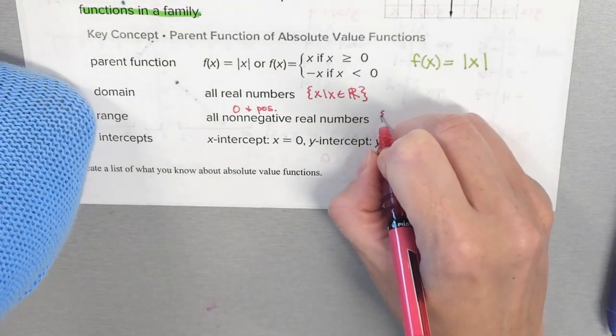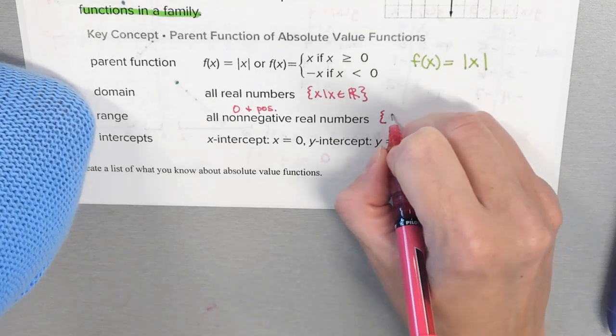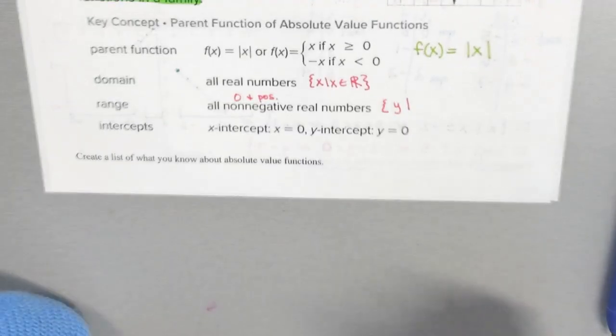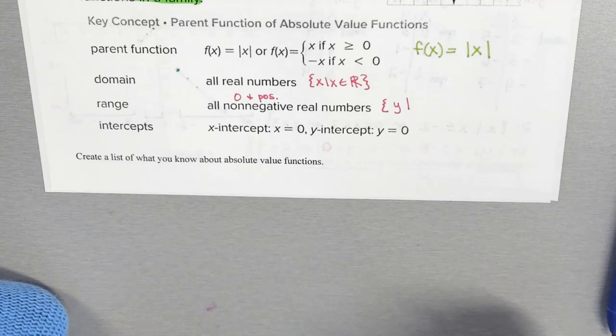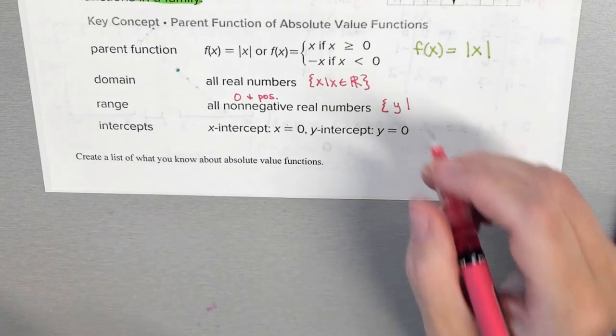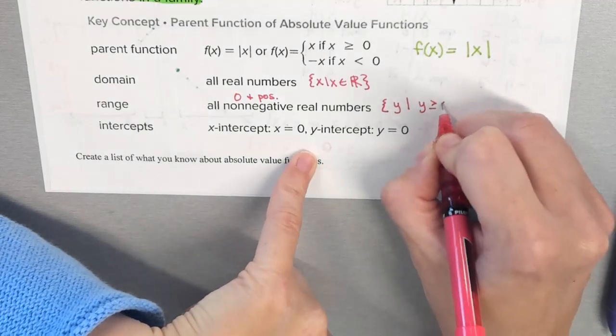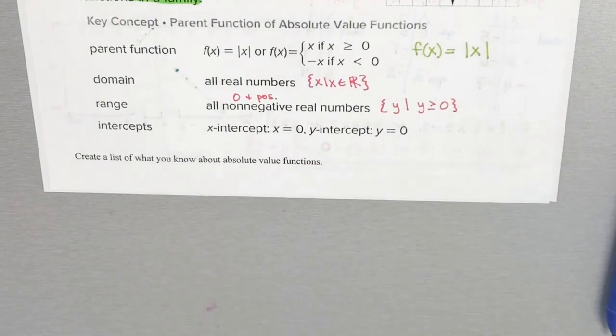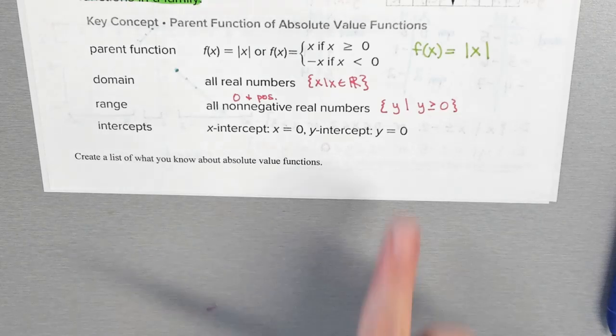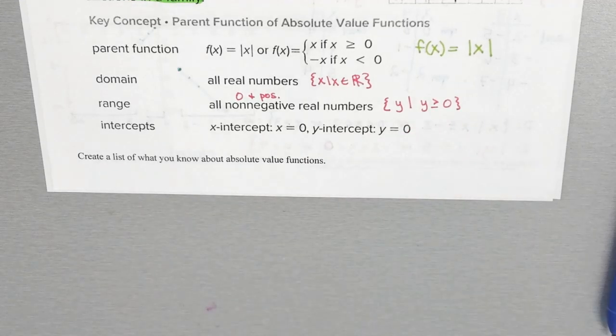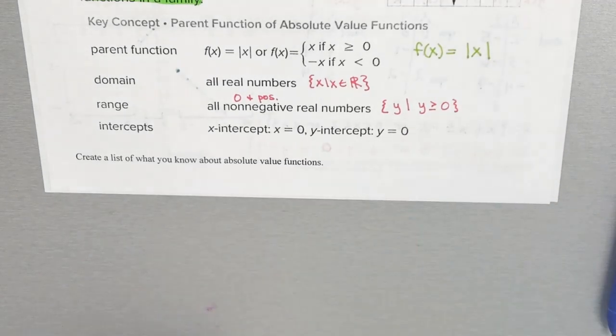So the way you would say that for your range is all values of y such that, you guys could tell me what it is? Yeah, and yeah, good. Greater than or equal to 0. Okay, and it's equal to because it does include it. Okay, now this is going to change depending on the function, but for the parent function, this is always true.